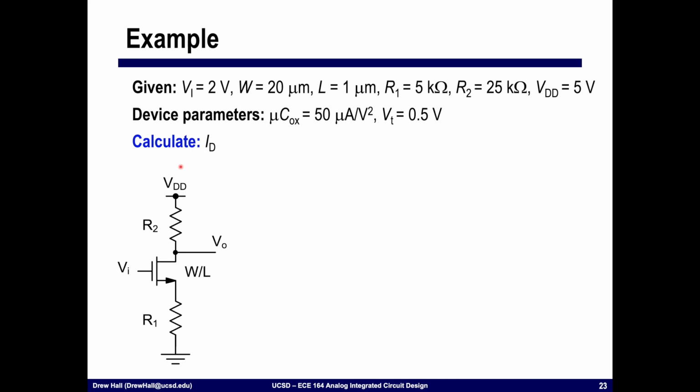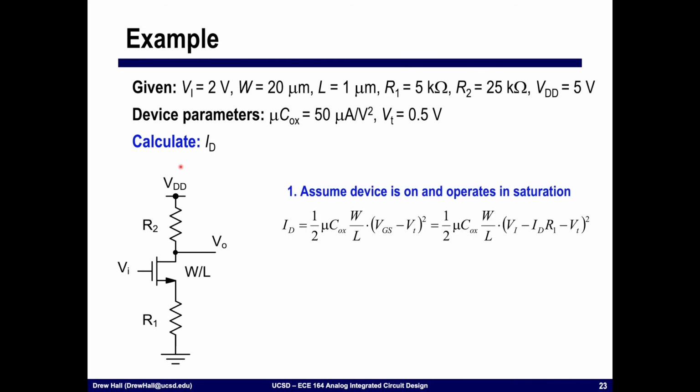All right, so first step, we're going to assume that the device is on and that it's in saturation. And so I use my ID expression. Now, unfortunately, previously we directly knew VGS. VGS was easy to calculate in the previous example because the source was grounded and I applied a DC voltage right at the gate. Unfortunately here, VGS is equal to VI minus the drain current times R1. And so in this way, the input and the output are highly coupled.